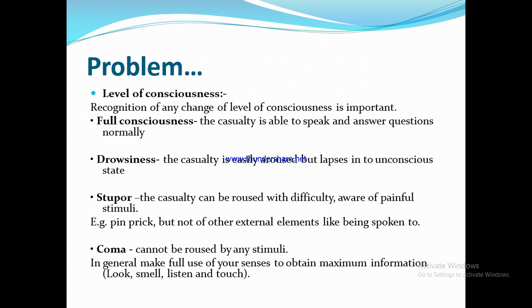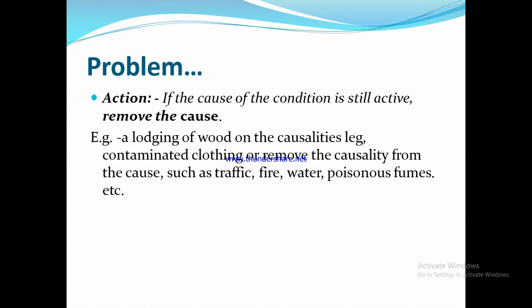So in general, you have to make full use of your senses to obtain maximum information. You have to look, smell, listen, and touch, using all your senses. And as action upon identification of the problem, you are expected to take action. If the cause of the condition is still active, you have to remove it. While you are just observing your patient, there may be a lodging on his leg or some physical structure over the patient. So you have to remove it as assistance while starting to intervene in supporting.